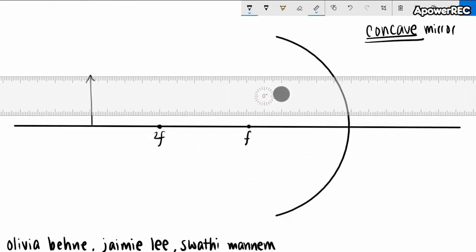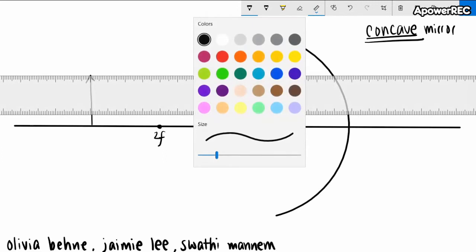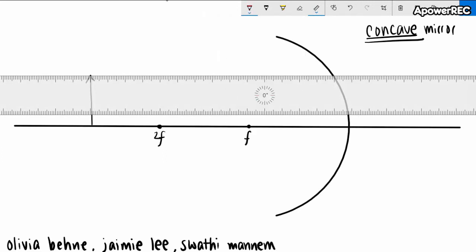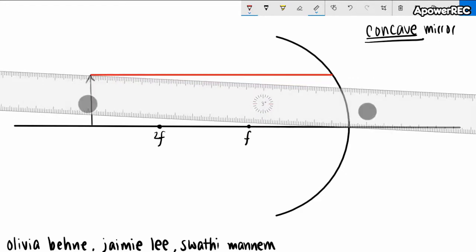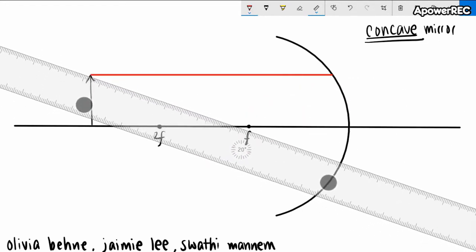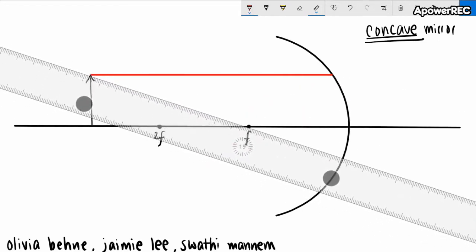And you still pick a point on that object, that in this case we are still using the top of the arrow. You then draw a line that is parallel to the ground from the point to the mirror. After that, you draw a line from the same point through the focus this time, that is on the left, to the mirror.